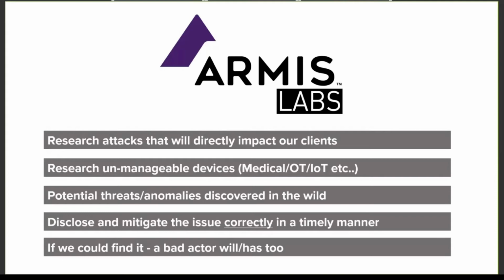And also, we believe that if we can find it, a bad actor will find it too, which relates to what I mentioned earlier. When we put a light on it, we believe it's better for everyone.